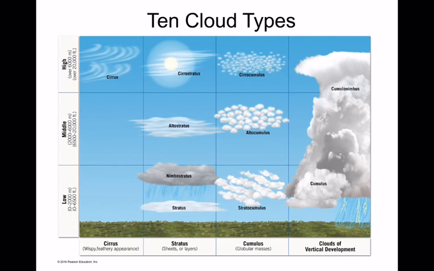And I don't know if it's Unit 3, maybe it's Unit 4, I think. We talk about severe weather, and we'll be talking about that vertical development. Okay, vertical development. So cumulonimbus clouds.